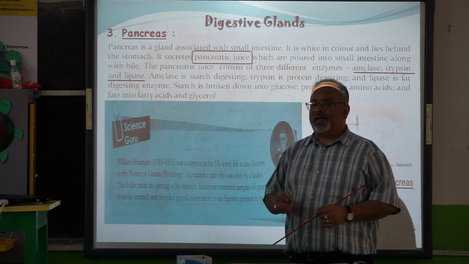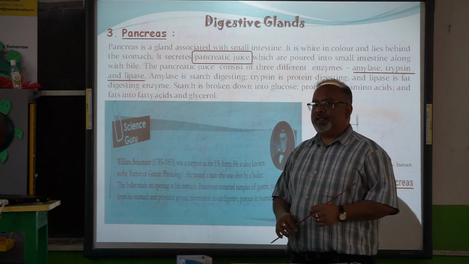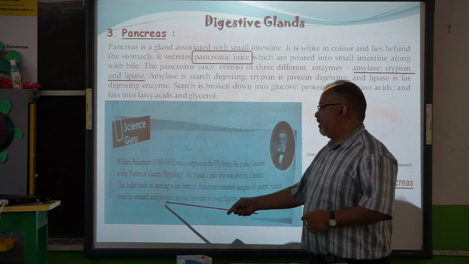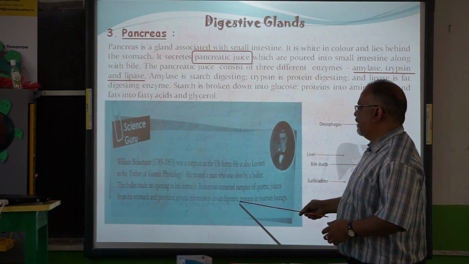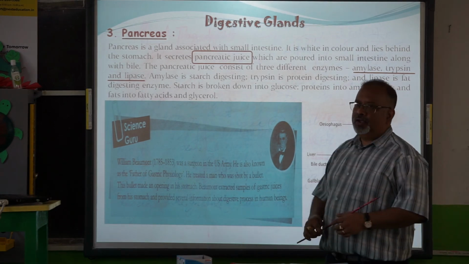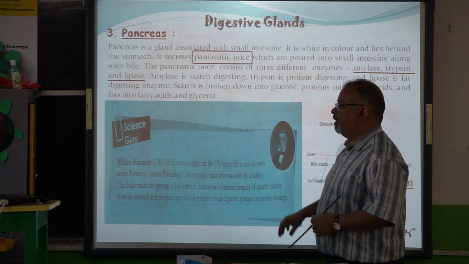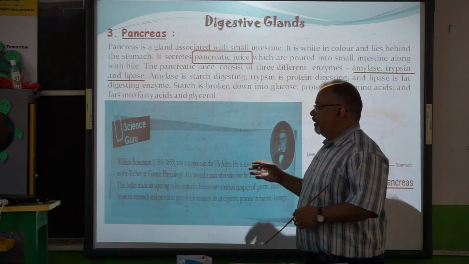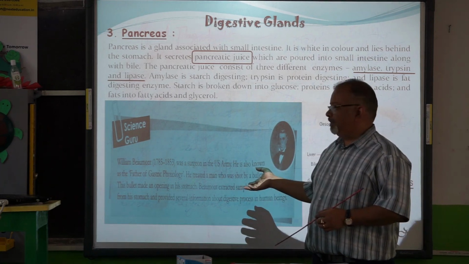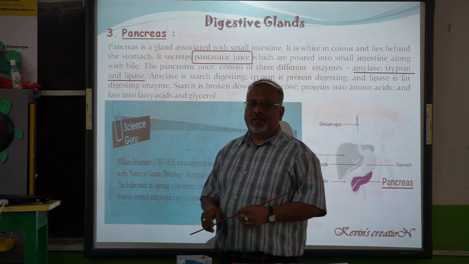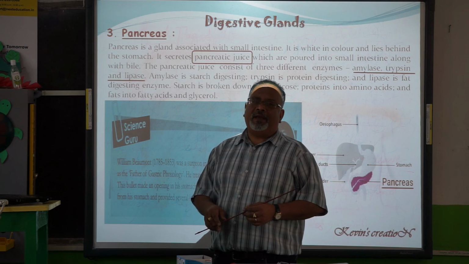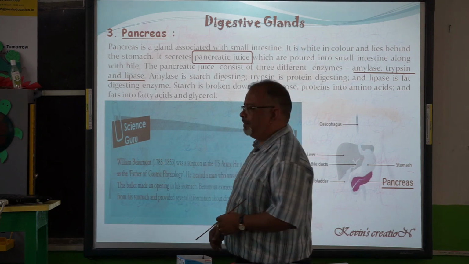stomach. So he was the first one who removed this gastric juices from the stomach and did some experiments and told many things about this digestive process in human beings. So this is William Beaumont, okay, the one who did all these things by extracting the gastric juice from a person who was shot by a bullet. He cured him, in fact.